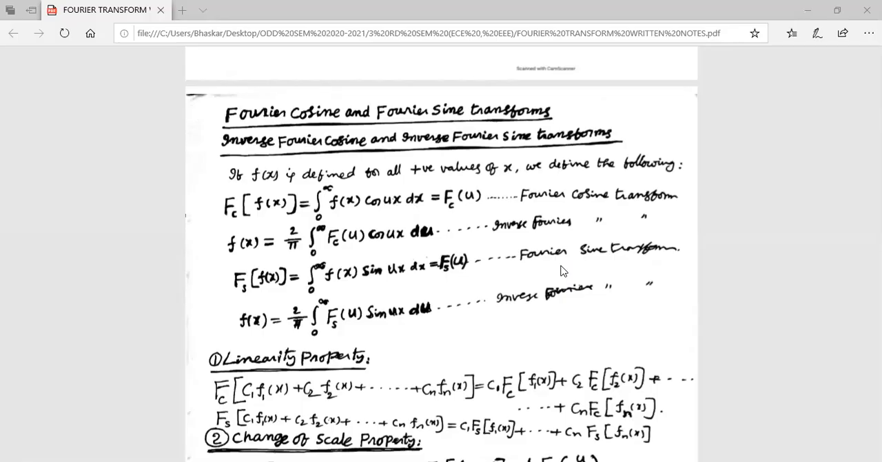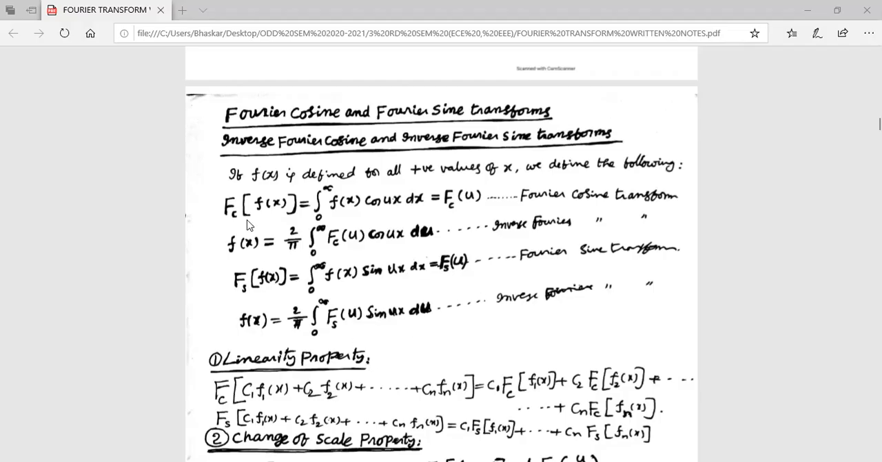Now, you see that the f of x function is defined for all positive values of x. Defined for all positive values of x means f of x is defined in the range between 0 to infinity. Now, if f of x is defined from 0 to infinity limits, then what about the Fourier cosine and sine transform?